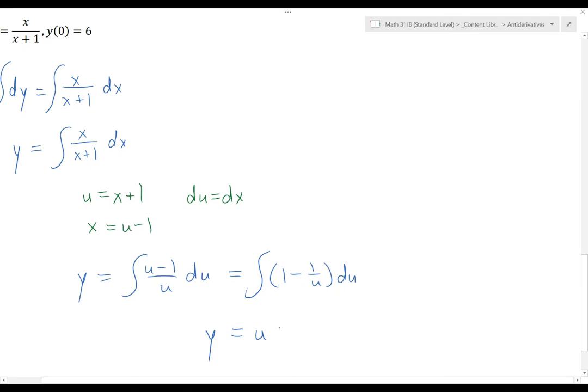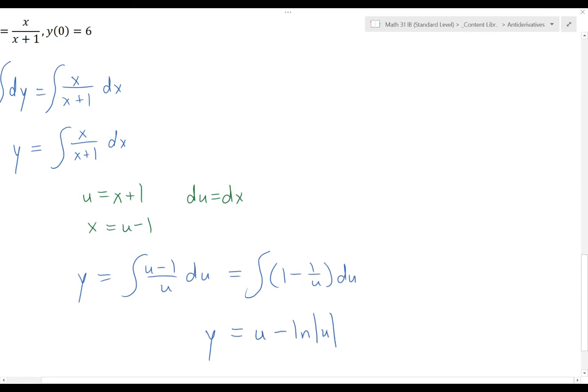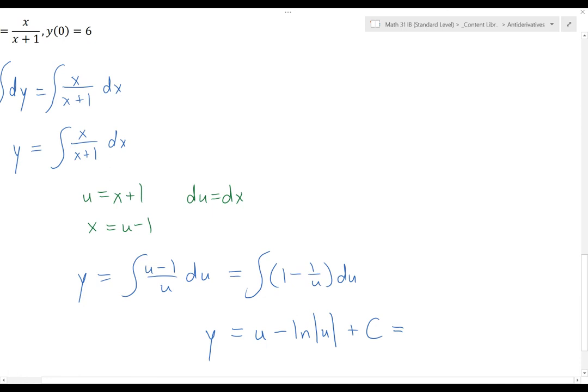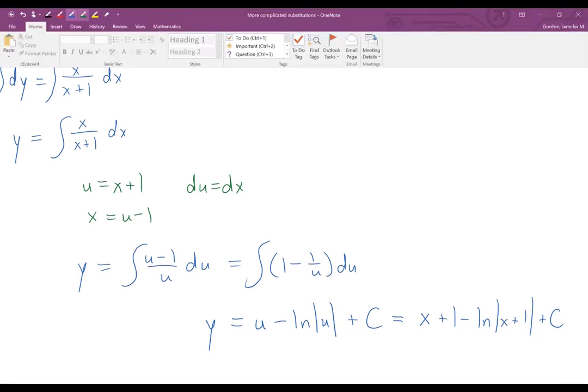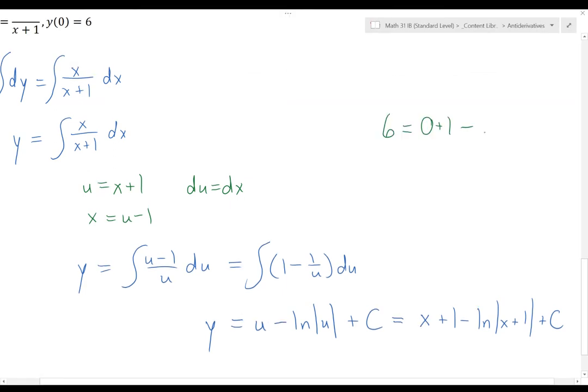Once I've distributed, I can integrate. So the antiderivative of 1 with respect to u is just u. The antiderivative of 1 over u is the natural log, and it's actually the natural log of the absolute value of u, plus some constant. Again, I don't have u, I have x. So x plus 1 minus the natural log of x plus 1 plus some constant. But I know that when x equals 0, y equals 6.